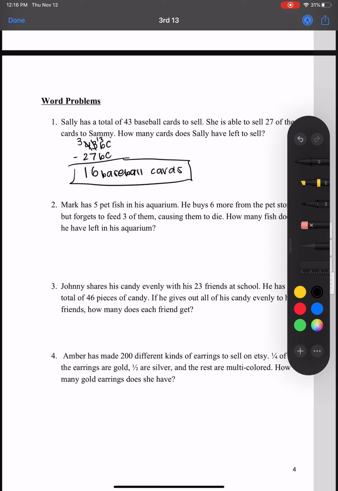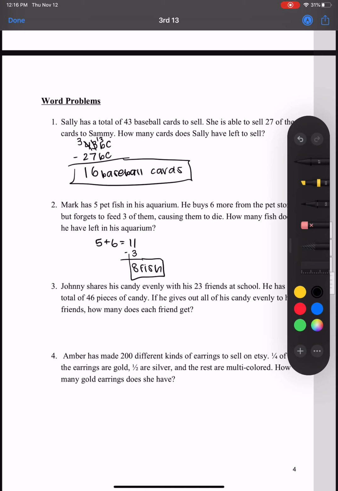Mark has 5 pet fish in his aquarium. He buys 6 more from the pet store, but forgets to feed 3 of them, causing them to die. How many fish does he have left in his aquarium? So he has 5 pet fish. He buys 6 more. So 5 plus 6 equals 11. But he forgets to feed 3 of them, and so they die. So 3 of them die, so 11 minus 3 would be 8. So he has 8 fish left in his aquarium.